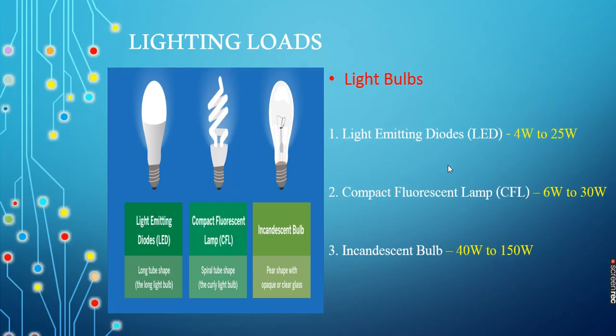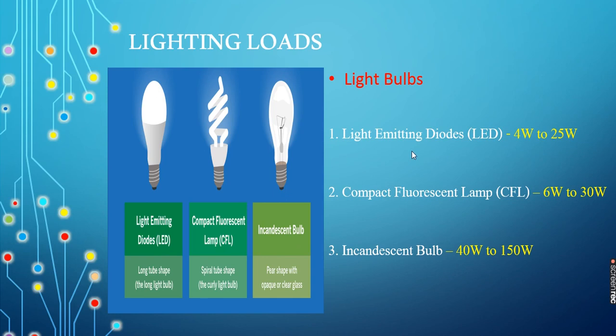Next we'll discuss the lighting loads. What are the different lights available in our home? First one is the light emitting diode, which we call LED. Next one is the compact fluorescent lamp, we call it CFL lamp. Third one is the incandescent bulb. You can see the shapes: long tube shape, spiral tube shape and pear shape with opaque or clear glass. These are the different structures of this lighting.